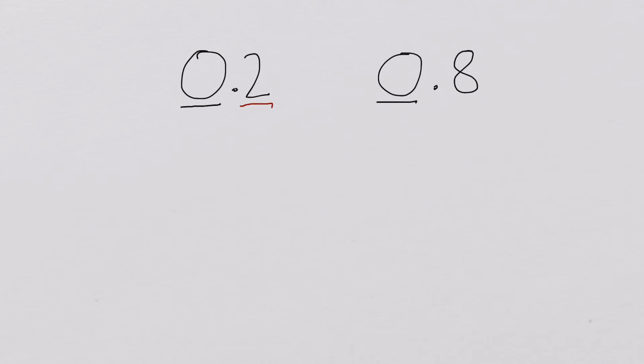Here we have a 2 in the tenths. Here we have an 8 in the tenths. They're different, so which one is bigger? Is 2 bigger than 8, or is 8 bigger than 2? And 8 is a bigger number than 2, so it's going to be less than. 0 and 2/10 is less than 0 and 8/10, because this is the bigger number. So the mouth opens to the bigger number.